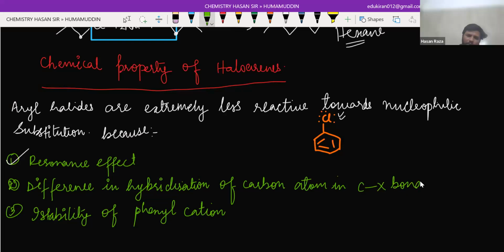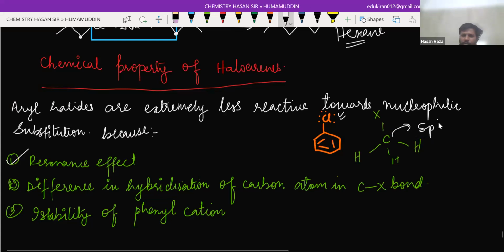The next is your difference in hybridization. Let's say this is your haloalkane. So basically, you know that this is your sp3 hybridized, whereas this is your sp2, and sp2 carbon is more electronegative, so the bond is also very strong as compared to sp3. Due to electronegativity difference, it will hold together with the effect of charge.